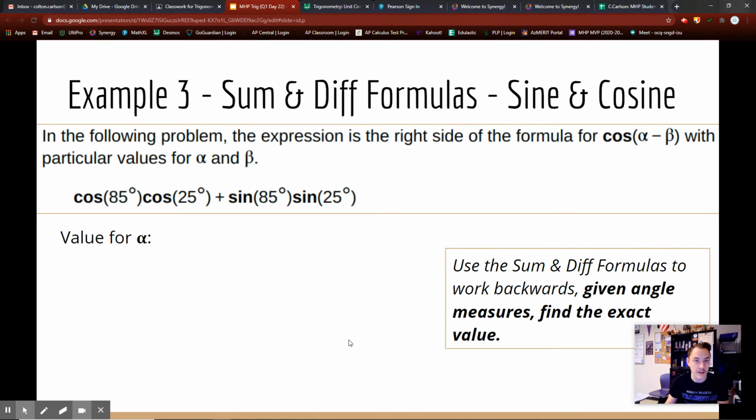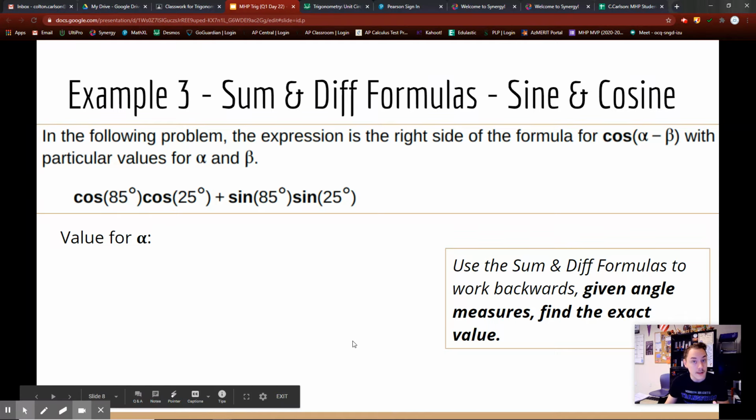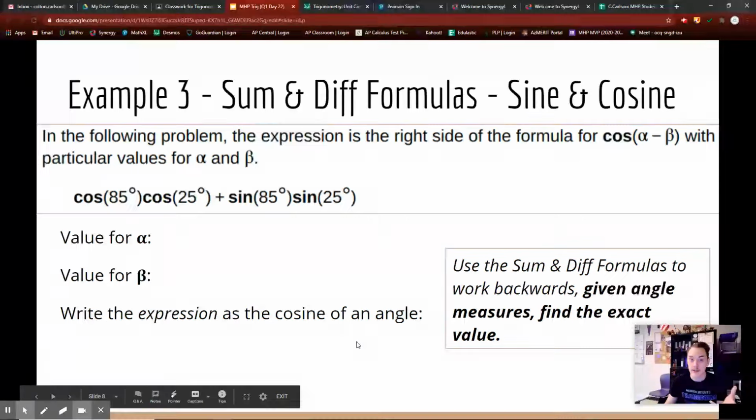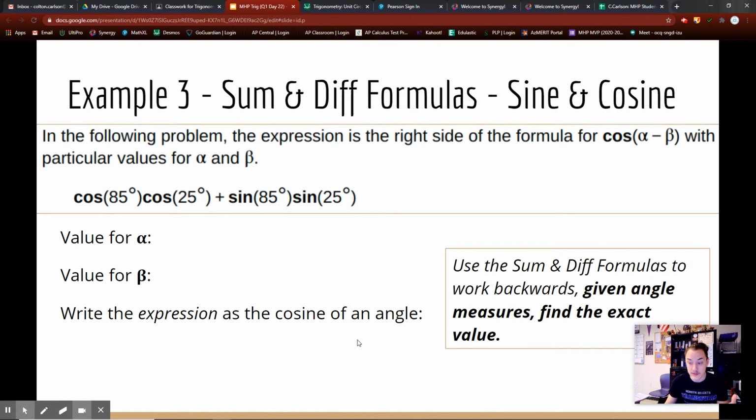So it's going to ask you what your value for alpha is sometimes. It's going to ask you what your value for beta is sometimes. It's also going to ask you what the actual expression is. Like, what is it actually asking? Okay, so you're working backwards. If you're like, what? That doesn't make any sense. So I'll show you. Okay?